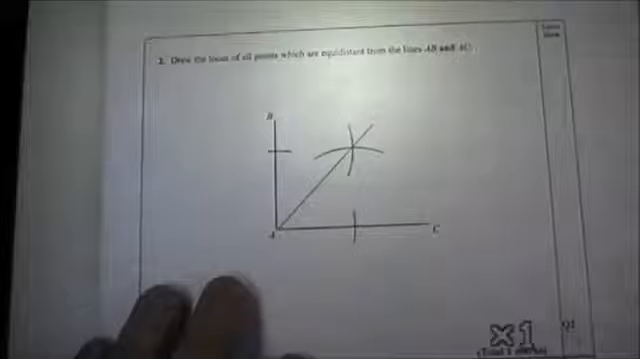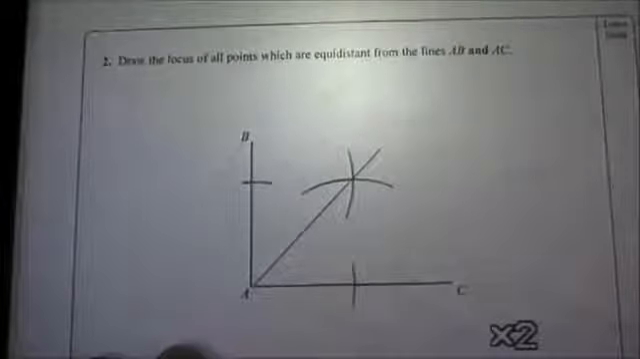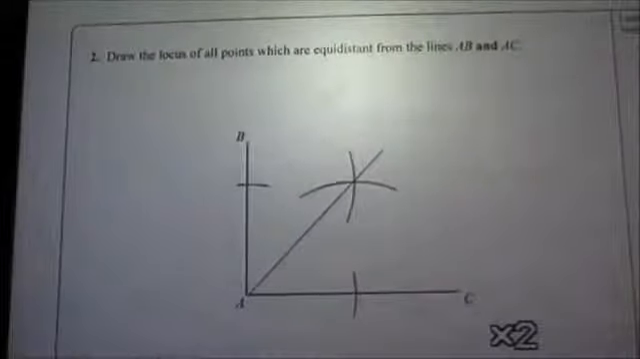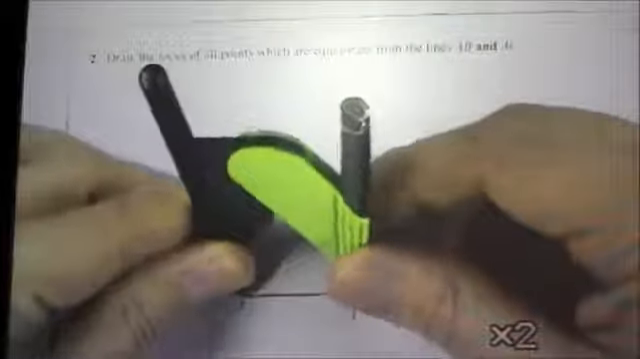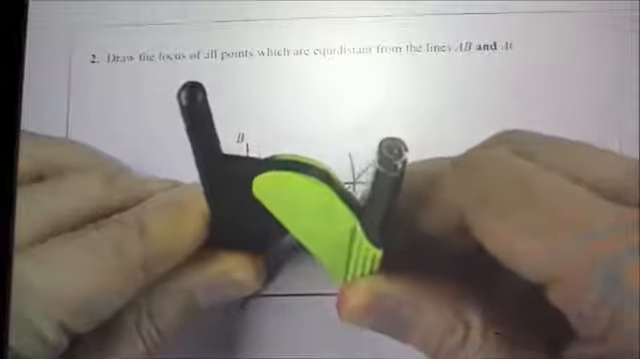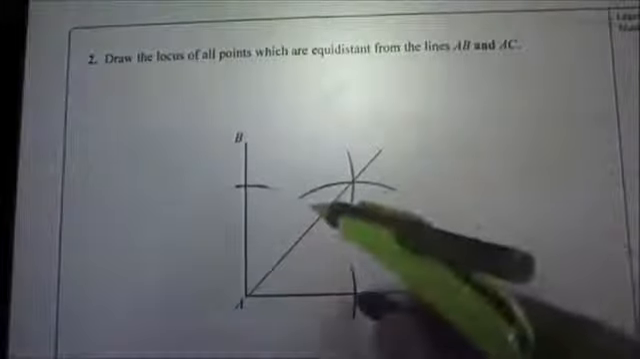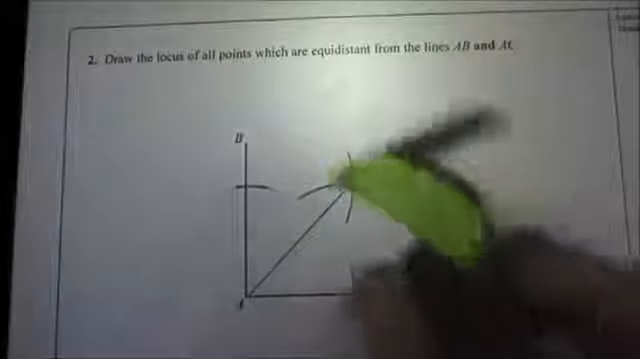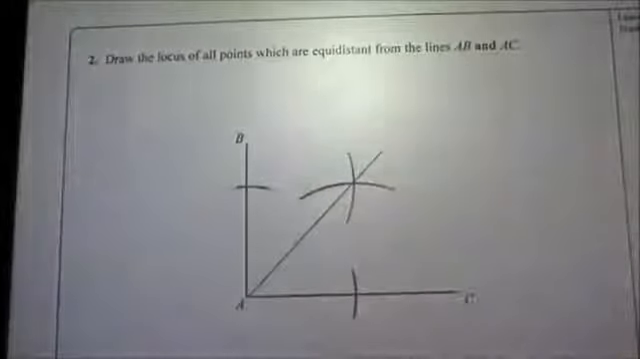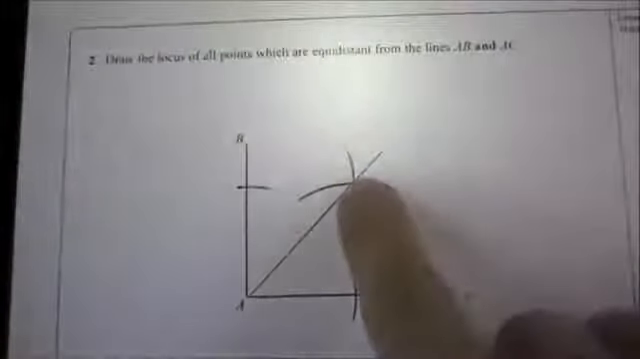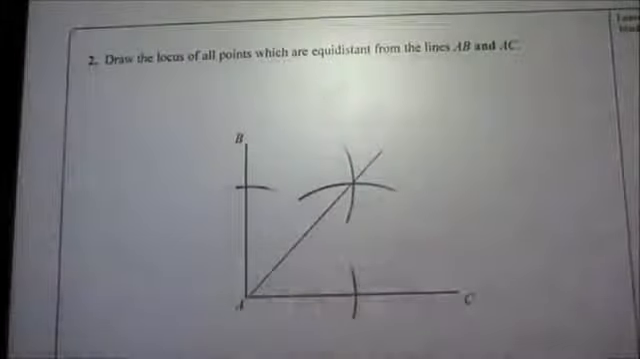Question 2. Draw the locus of all points that are equidistant from the lines AB and AC. It's asking you to bisect the angle. What you do is this. You set your compass up there. I've drawn that one first, and then I go and draw that one, and then I use these points, put that on the point there, draw that one up there, do the same with the other one, and then connect up through that line till it hits the point there in the middle.